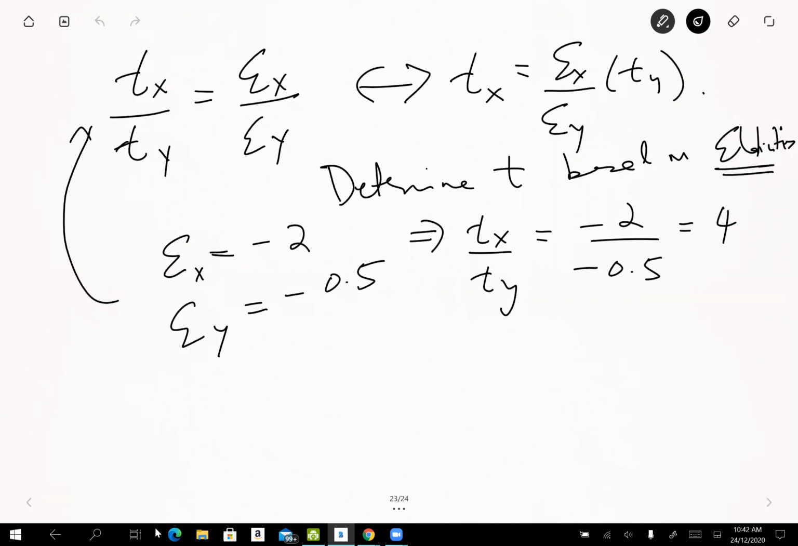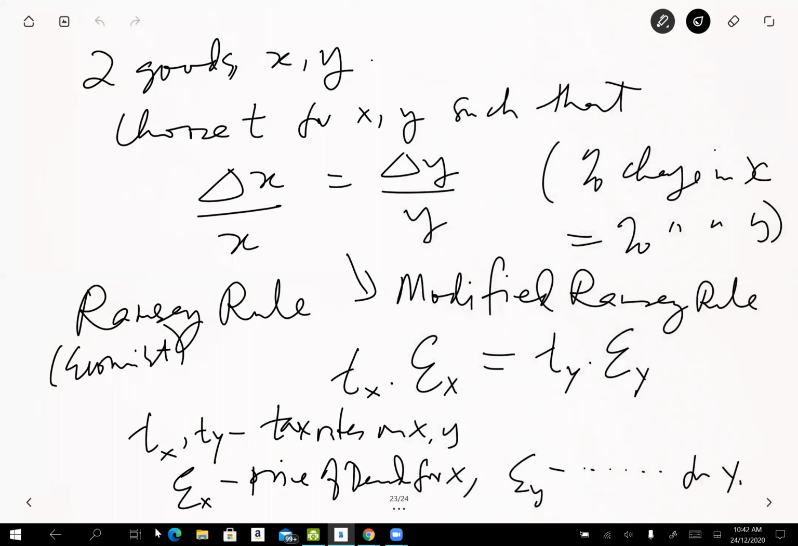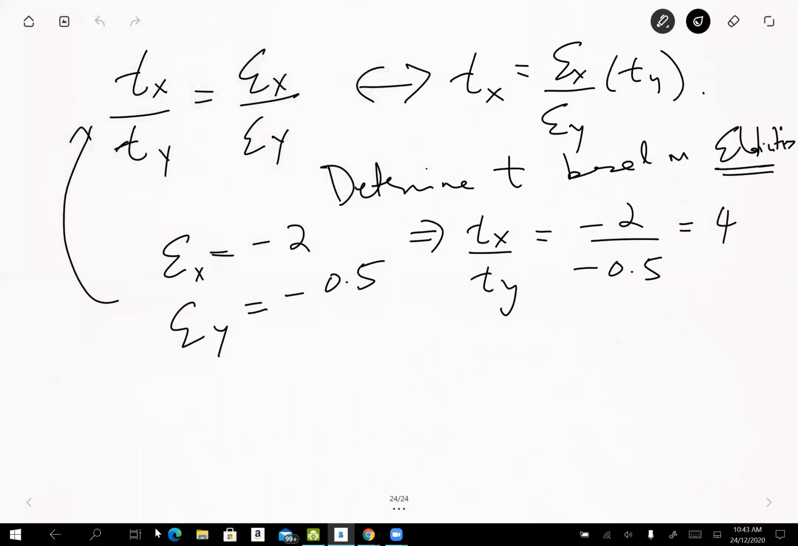Go back. This is Tx, Ex, Ty, Ey. Wrong. It's not Ex over Ey. It should be Ey over Ex, I didn't see that. No wonder the result looked strange. It should be Ey over Ex, it shouldn't be Ex over Ey.